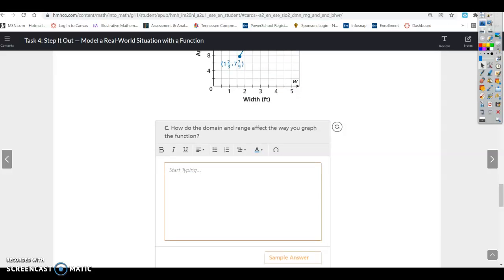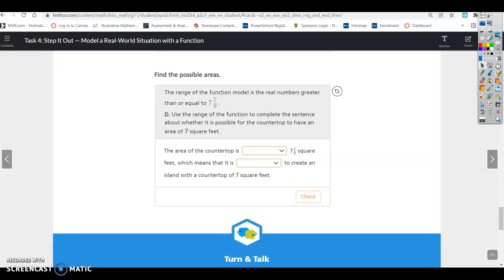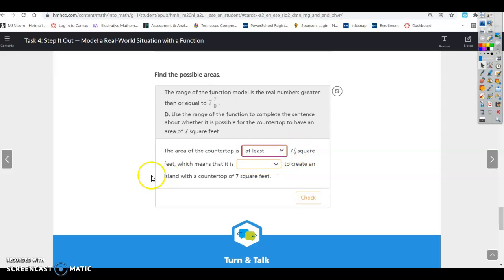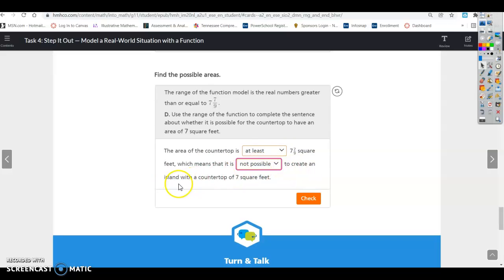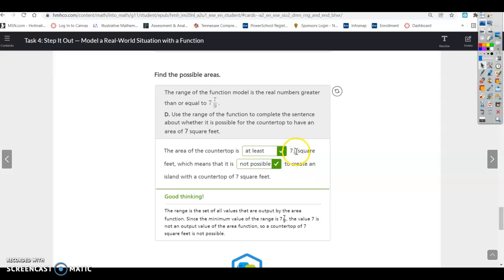How do the domain and range affect the way the graph of the function looks? Again, it has to be graphed greater than or equal to that because you're talking about distance, a length or a width. All right, so it says the area of the countertop is at least 7 7/9 square feet, which means that it is not possible to create a countertop of 7 feet. So if it has to be 7 7/9 or greater, then you can't have a countertop of 7 feet.